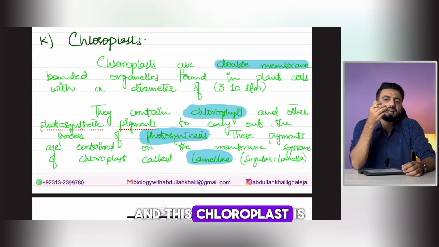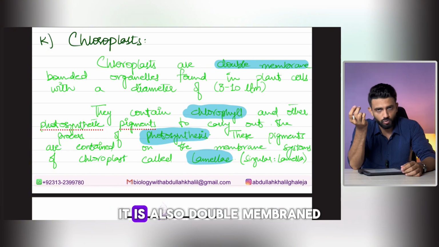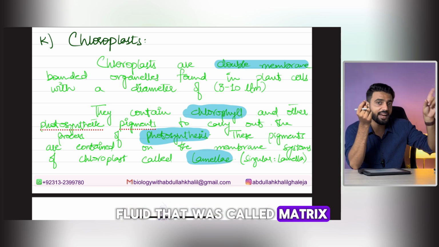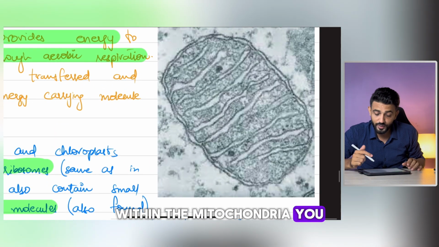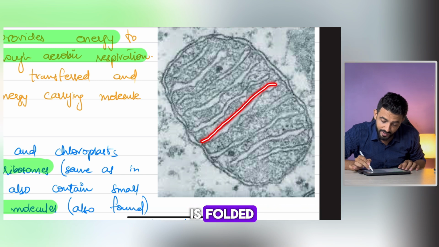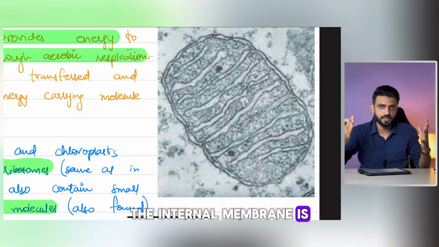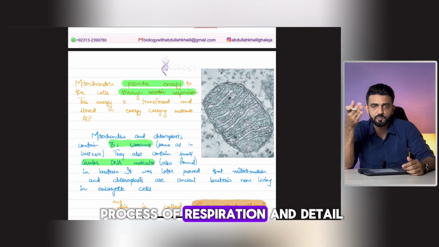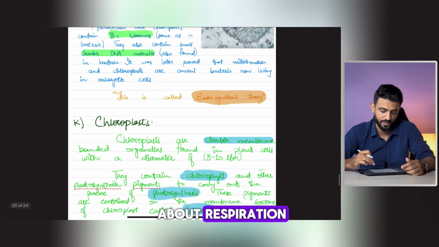And this chloroplast is comparatively larger in size than the mitochondria. It is also double membrane. It has a fluid. Mitochondria also had a fluid which was called matrix or mitochondrial matrix. Within the mitochondria, you can see that there are two membranes and the internal membrane is folded. The outer membrane is smooth, the internal membrane is folded to provide higher surface area. You will study the process of respiration in detail in your A2. The first chapter of your A2 will be about respiration.